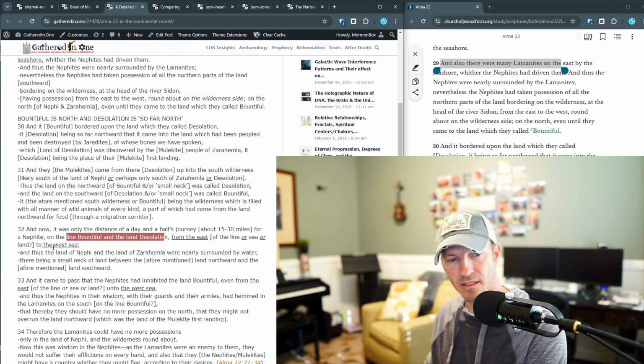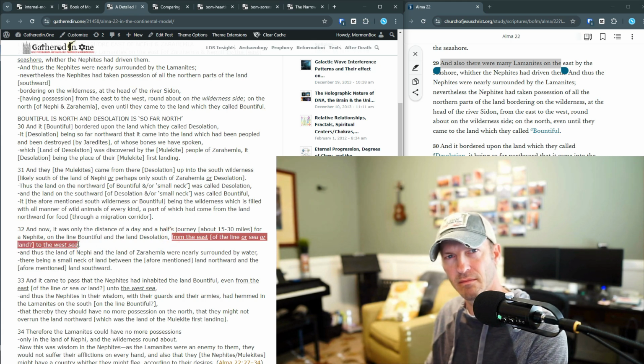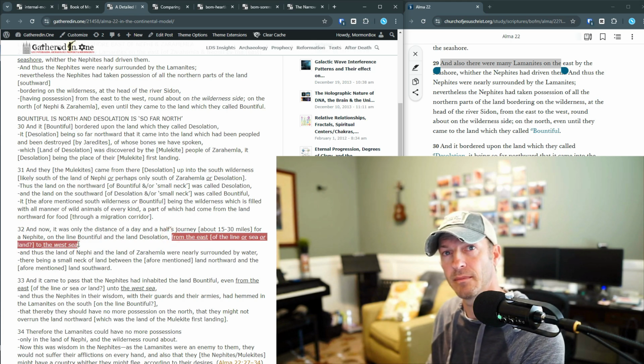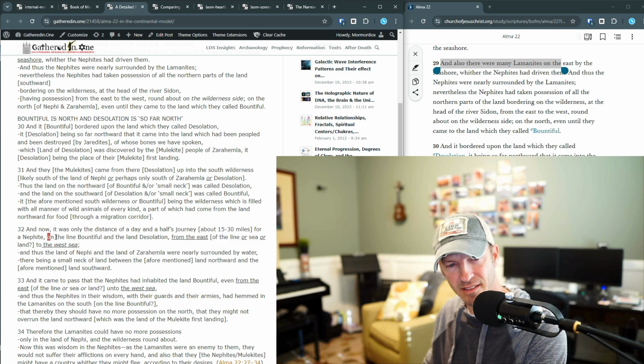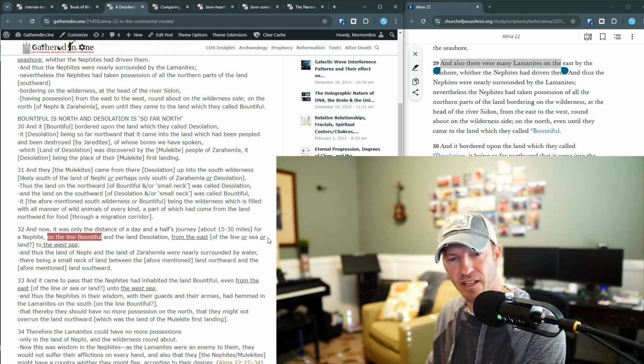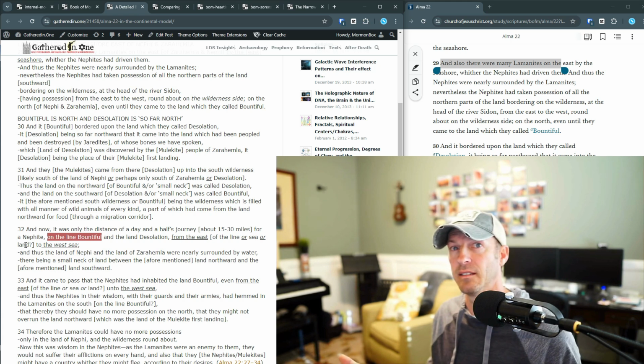From the east to the West Sea, right? So does that mean from the East Sea to the West Sea? Maybe. It doesn't say that, right? It says from the east something. So is it talking about the line here? Is this the line bountiful? Is he saying from the east of the line bountiful to the West Sea, or is he saying from the East Sea to the West Sea? It could be either, right?